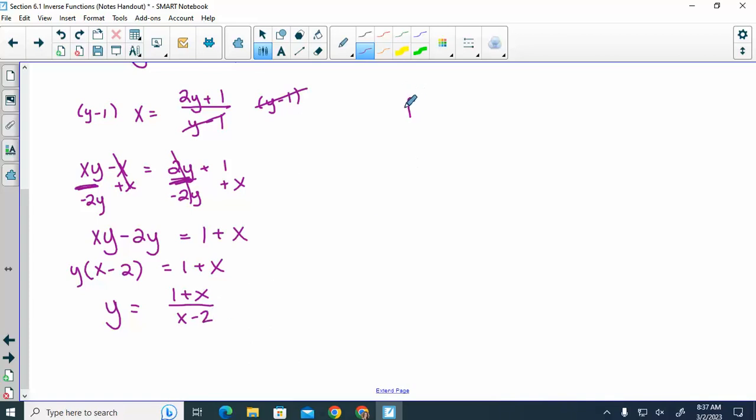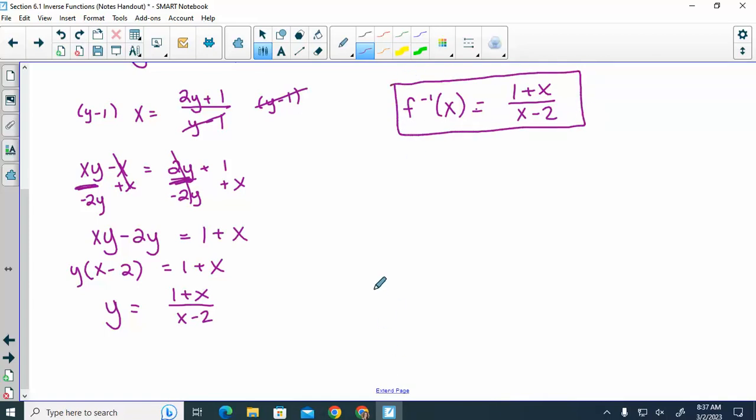So my inverse, f to the negative 1 of x, is 1 plus x over x minus 2. Then I ask for domains and ranges of everything.